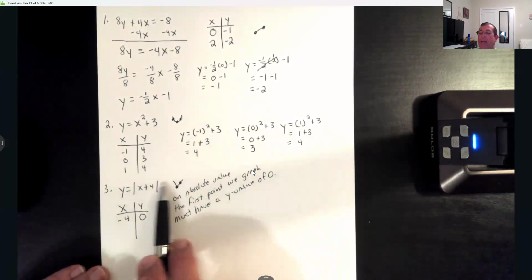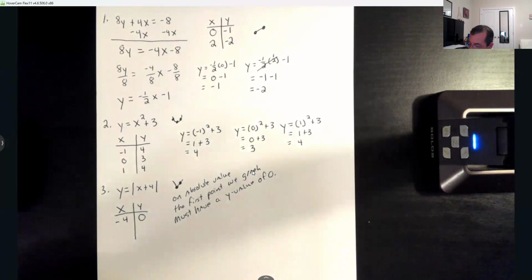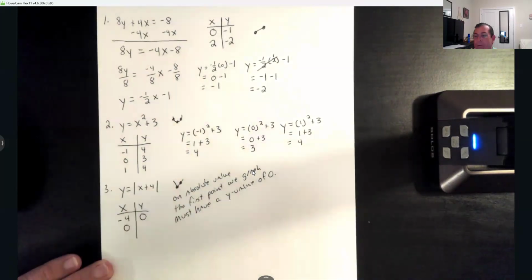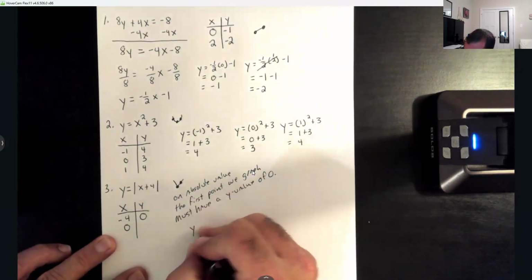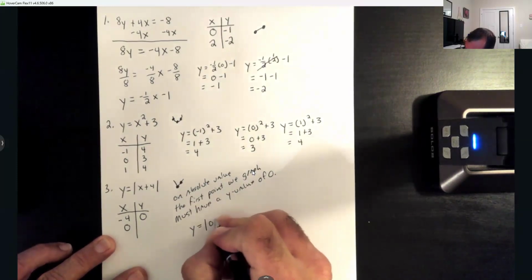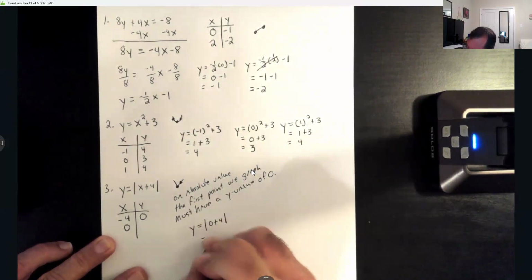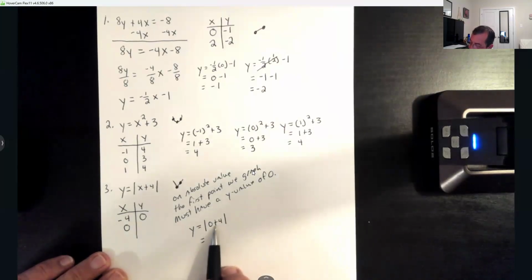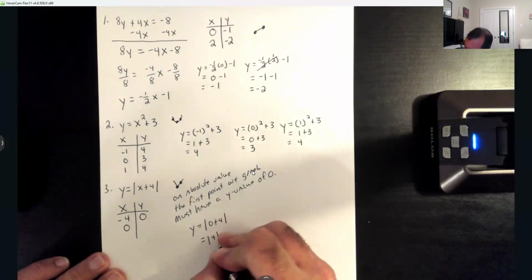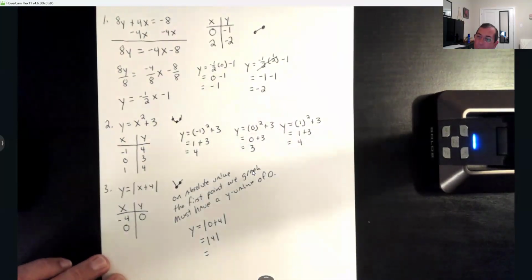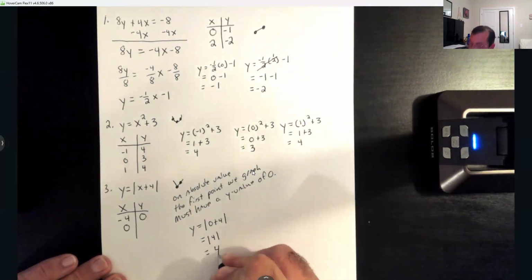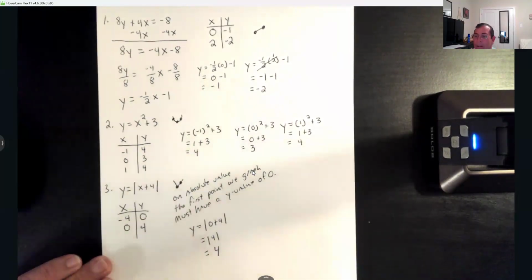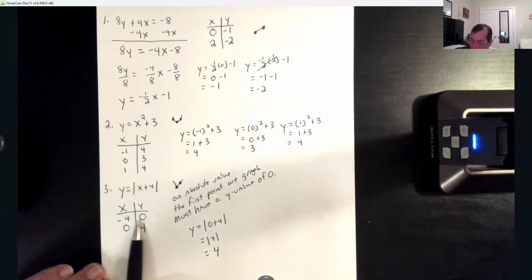Now the second point, you can pick any point you want to. A lot of times I'll use a 0 because 0 is easy to plug into everything. So if I plug that 0 in, I'll have y equals absolute value of 0 plus 4. Working on the inside, you add 0 plus 4 and get 4. Then the absolute value of 4. A good thing about absolute value: when it comes out, it's always positive. So the absolute value of 4 is 4. So I've got my 2 points.